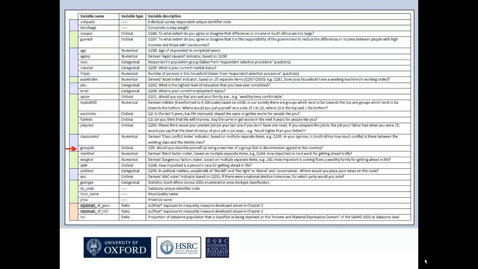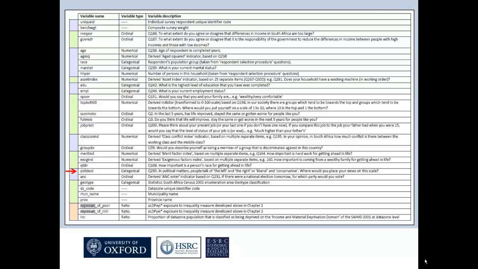We then have three questions on individualistic versus structural factors underpinning success: a derived merit factor index relating to issues around the importance of merit for getting ahead in life, such as how important is hard work for getting ahead in life; a derived exogenous factors index based upon separate items, such as how important is coming from a wealthy family for getting ahead in life; and then a separate individual question asking how important is a person's race for getting ahead in life.